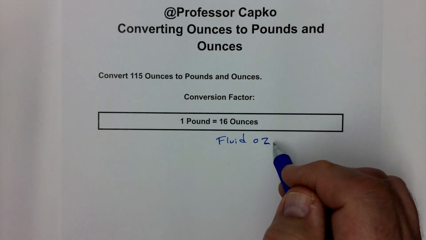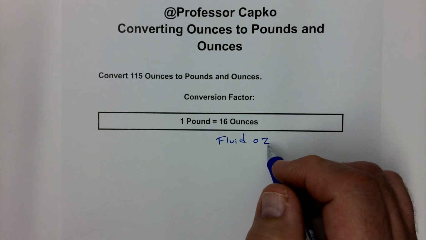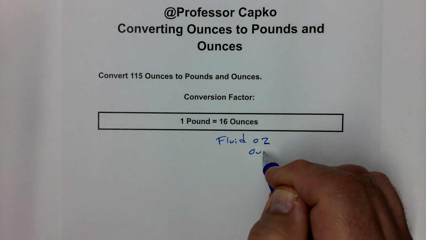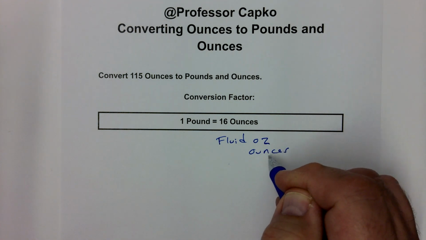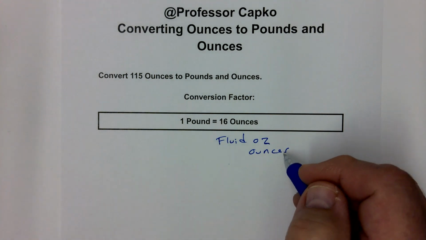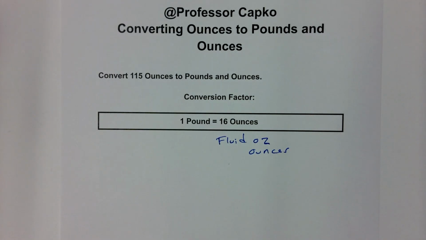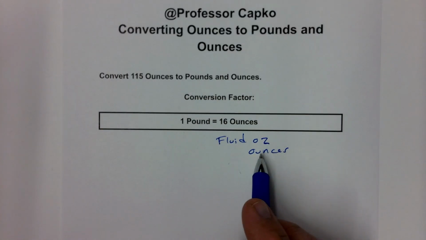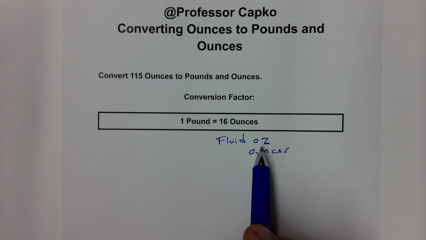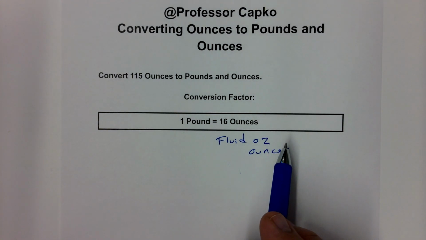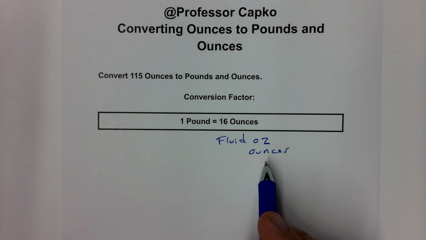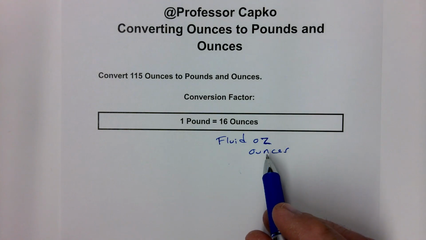And the abbreviation for ounces is OZ, or you could write it out, O-U-N-C-E-S. That looks weird to me. Do you ever look at a word after you write it and say, that can't possibly be spelled right? So it has an abbreviation of OZ. Of course, there's no Z in the word, so it's a strange abbreviation.